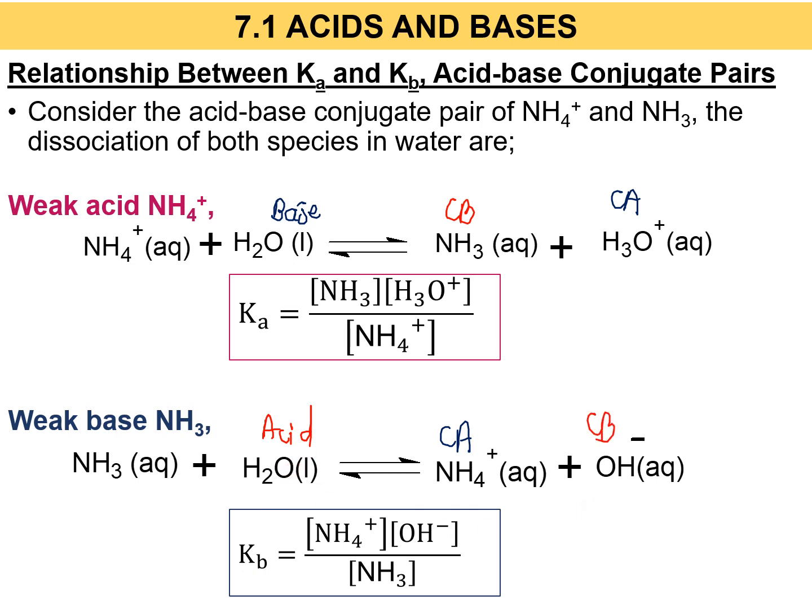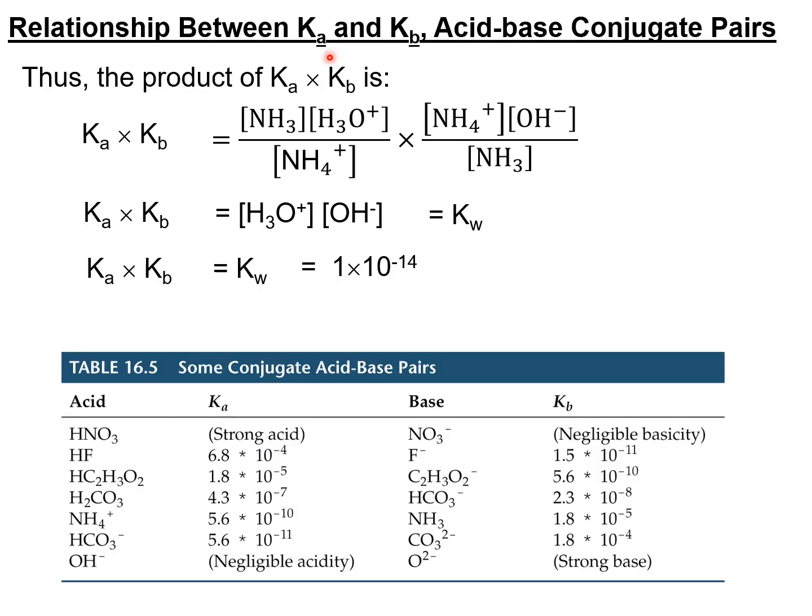When you want to build the Kb expression for this weak base dissociation reaction, Kb is equal to the concentration of product, here we have OH minus and the concentration of NH4 plus, divided by the concentration of reactant, here we have NH3. Okay, H2O as usual, since it is in a liquid phase, we can just ignore it. Alright, so how can we relate Ka and Kb of acid-base conjugate pairs? So just now we built the Ka expression and also the Kb expression given weak acid NH4 plus and weak base NH3.